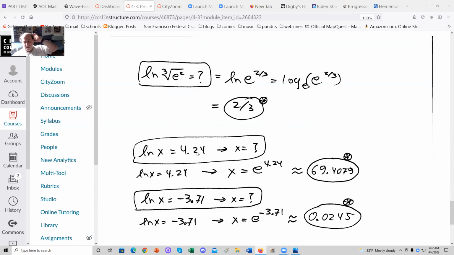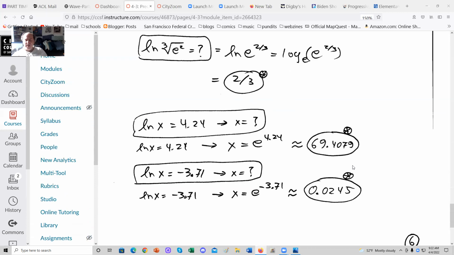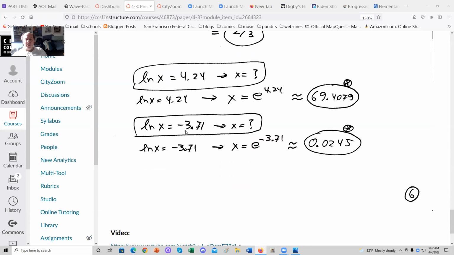Here's natural log of x equals 4.24, then what is x approximately? Well, you transpose a log base e to the other side, you get an exponential base e. So x equals e to the power 4.24, and a calculator will give you that it's about 69.479. Natural log of x is negative 3.71. What's x? Well, transpose a log base e and get exponential base e. X is equal to e to the negative 3.71, which is about 0.0245.